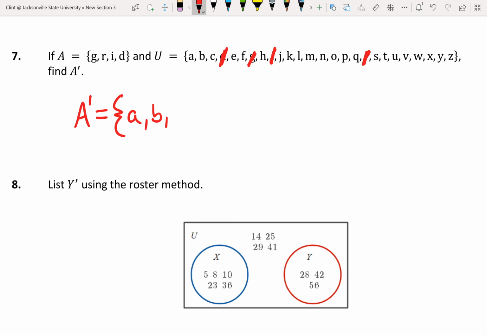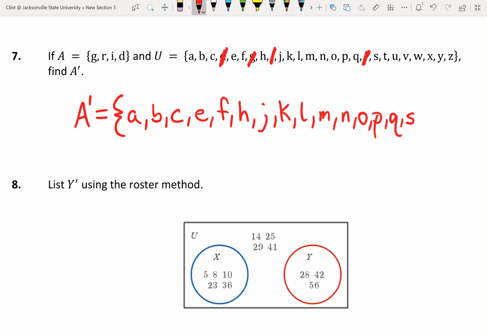We've got A, B, C, E, F, H, J, K, L, M, N, O, P, Q, S, T, U, V, W, X, Y, Z. I hate it when they give us such a big set there, but that's A complement. All the letters that are not in set A.